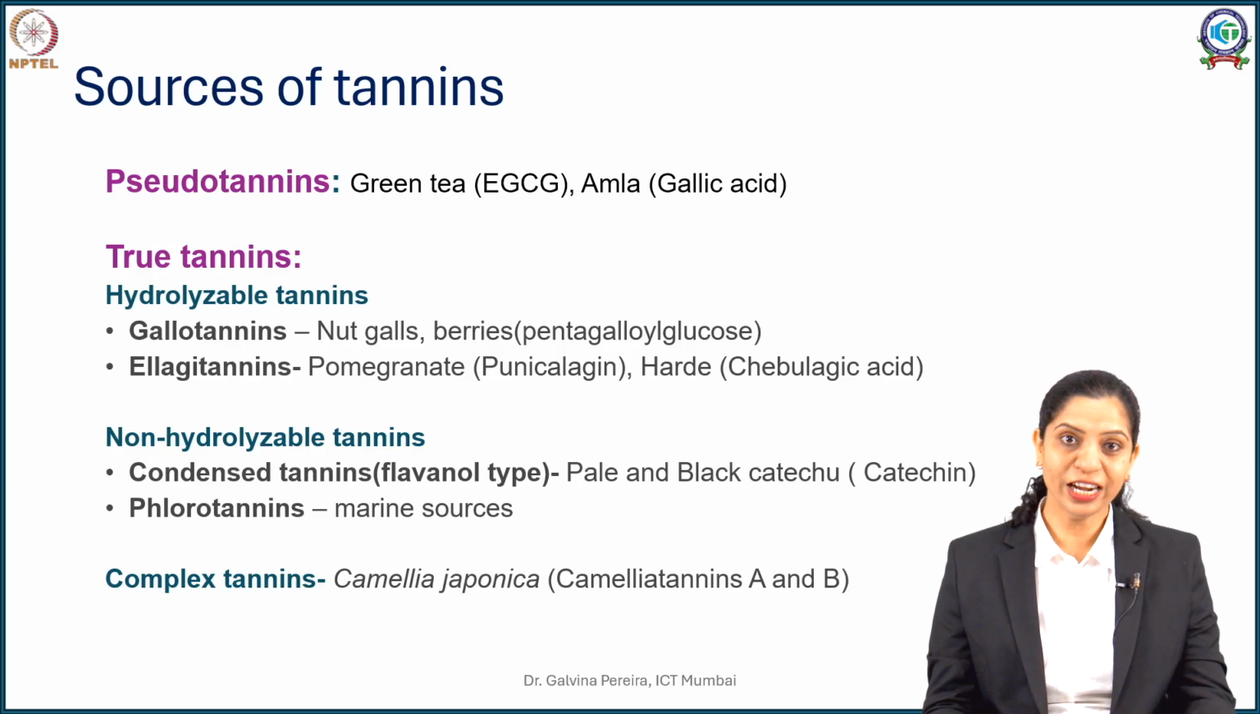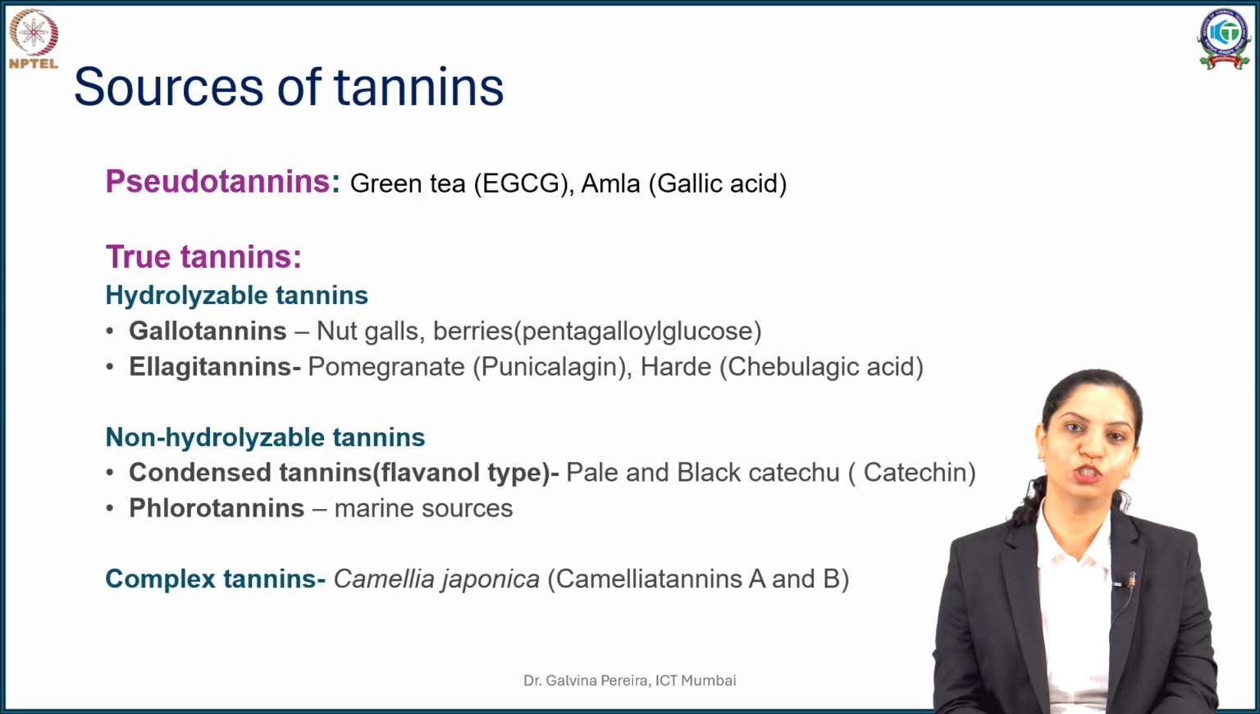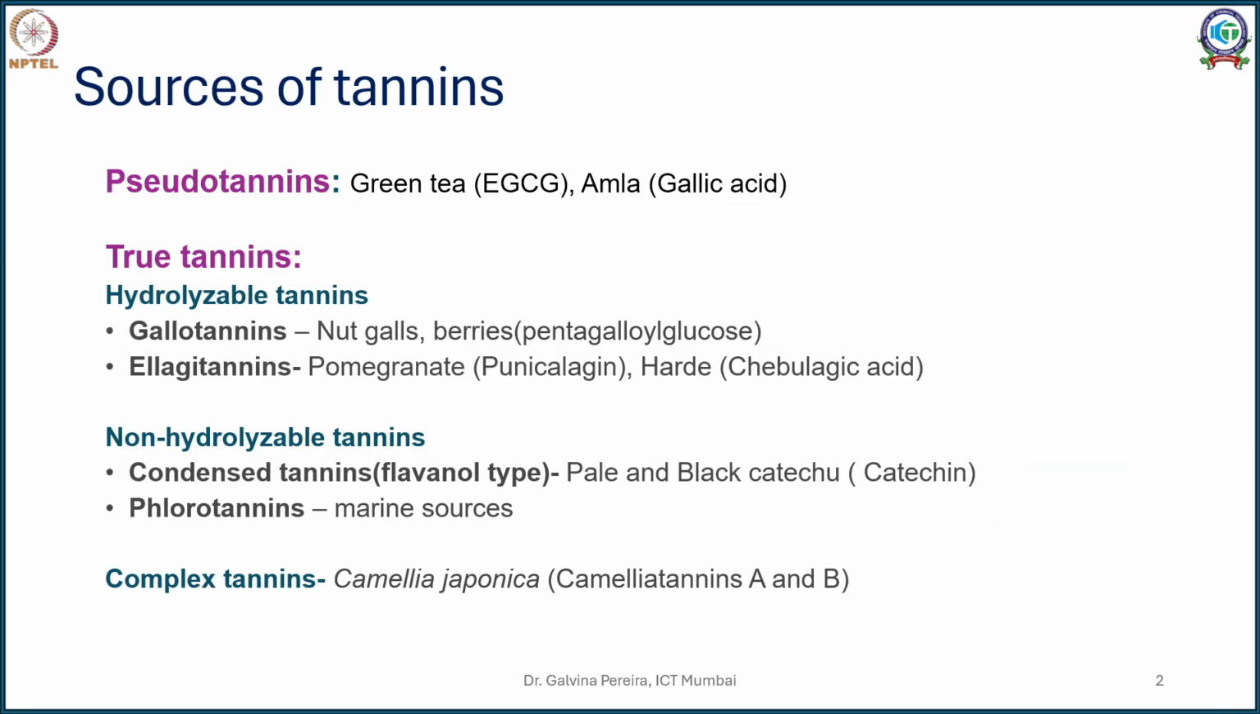When you go to non-hydrolyzable tannins, you have condensed tannins, the flavonol type, which are present in pale and black catechu, and phlorotannins, which are present in sea kelp. Apart from that, complex tannins are found to occur in Camellia japonica in the form of Camellia tannins A and B. So these are some sources of tannins. You will find tannins occurring in numerous plants as they are protective molecules.